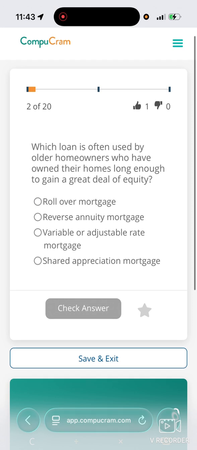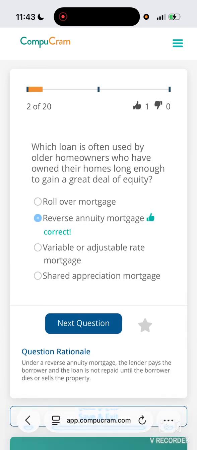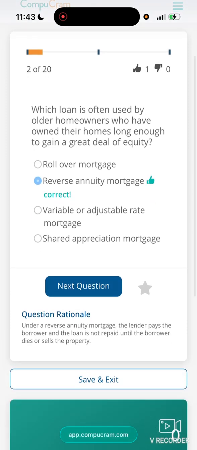Next question, number 2. Which loan is often used by older homeowners who have owned their homes long enough to gain a great deal of equity? Rollover mortgage, reverse annuity mortgage, variable or adjustable rate mortgage, shared appreciation mortgage. It might be a reverse annuity mortgage. Yeah. Question rationale. Under a reverse annuity mortgage, the lender pays the borrower and the loan is not repaid until the borrower dies or sells the property.